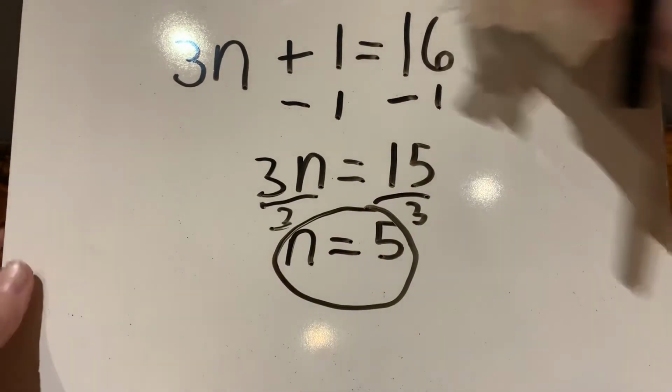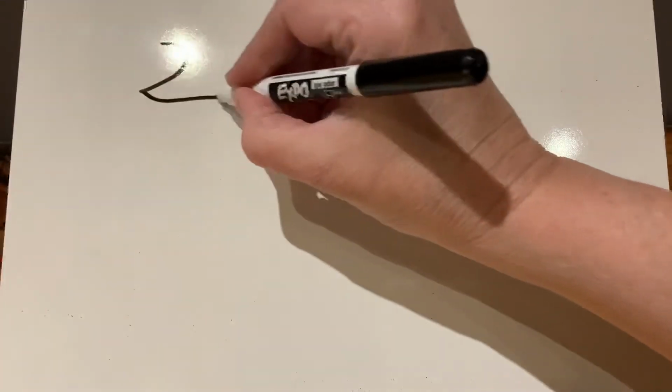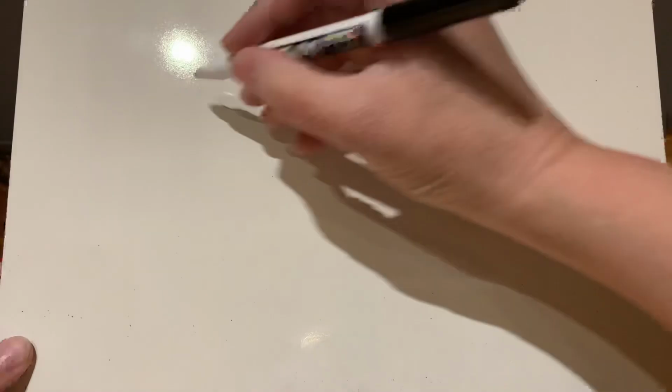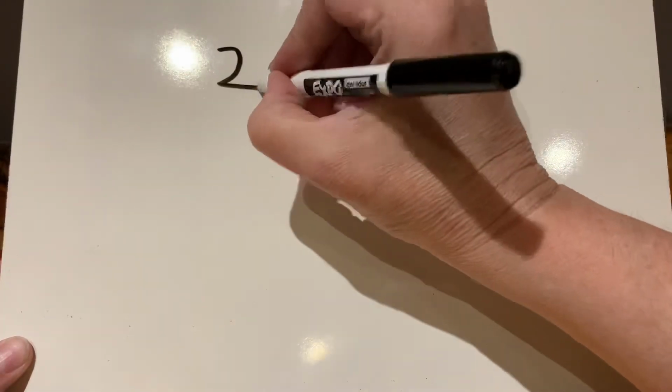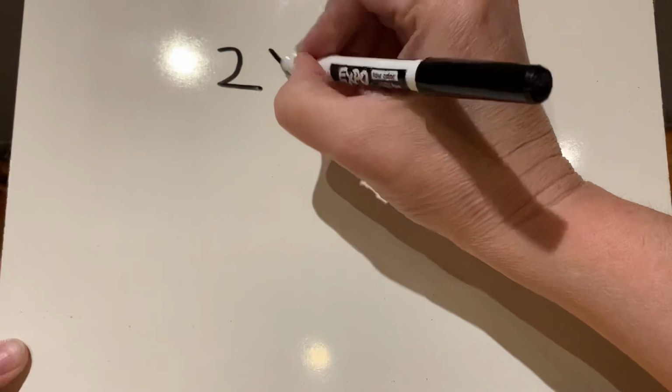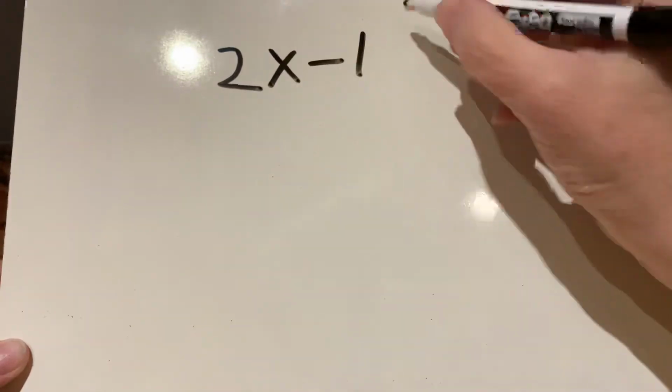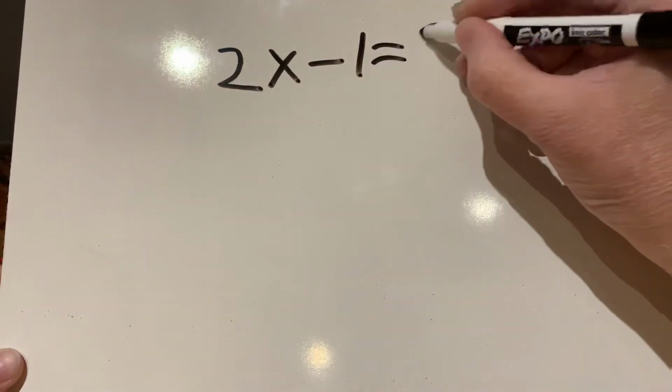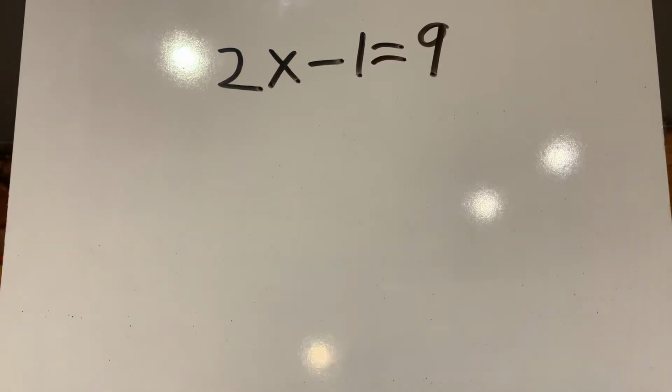Let's do one more of these. Sorry, that's kind of a funny 2 right in the light. Let me move this over. 2x minus 1 equals 9. Go ahead and pause the video again, solve for x, and then we'll come back and work through it together.